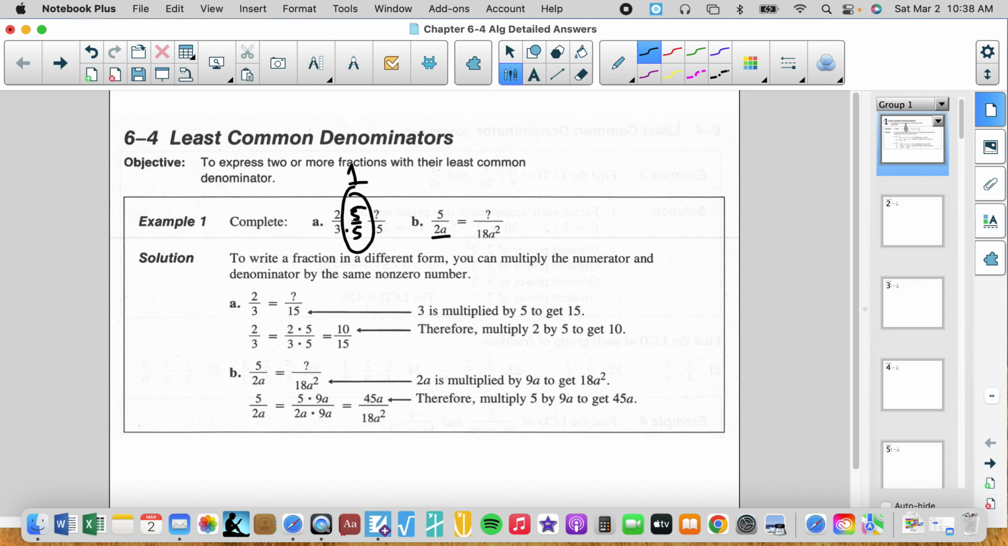This gets a little bit more fun, is we have to see, what am I going to multiply 2a by to get 18a squared? Well, I have to multiply it by 9a. 2 times 9 is 18, a times a is a squared. So I have to multiply the numerator by 9a. So this becomes 45a. And so this fraction is equivalent to this fraction.